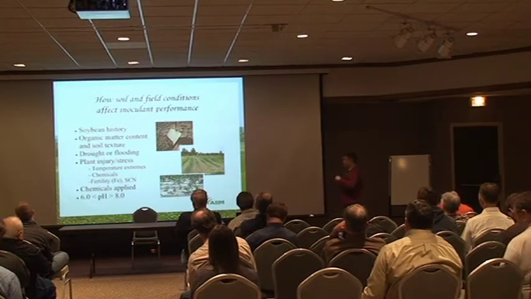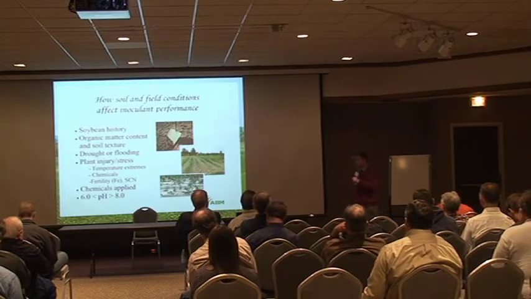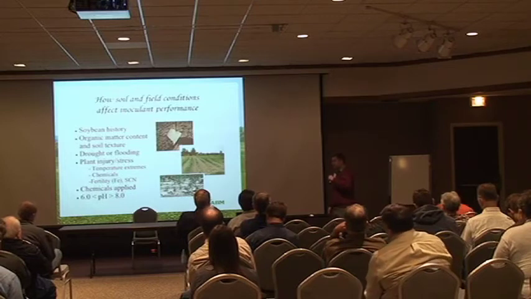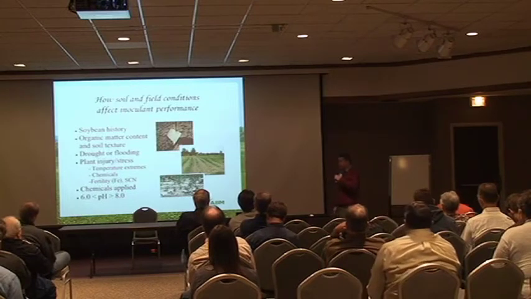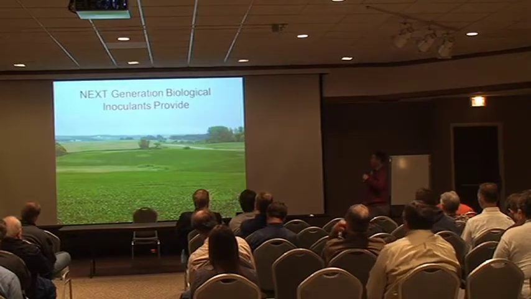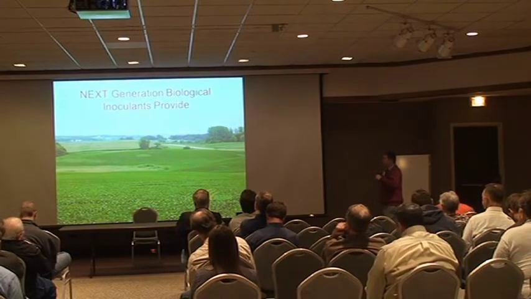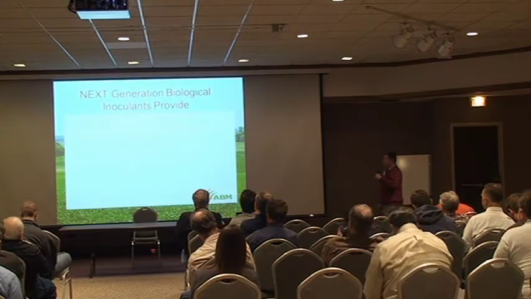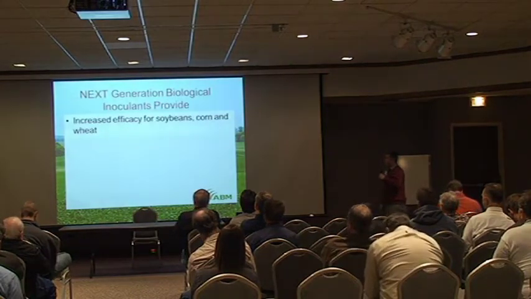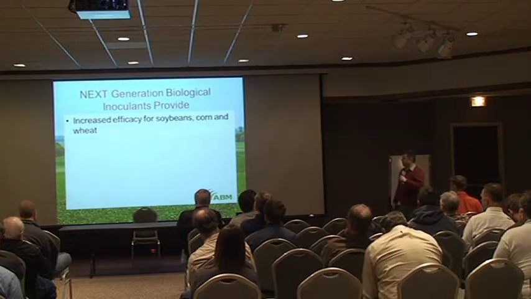And even in the corn-soybean rotation, with some of our more challenging soils, we do see a response today where we didn't see a response, say, 5 to 10 years ago with the older production methods and delivery methods. So in summary, we're talking about biological inoculants, the next generation products. They do increase efficacy for corn, wheat, and soybeans.